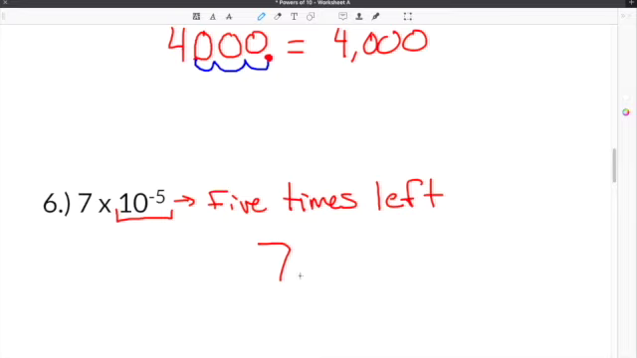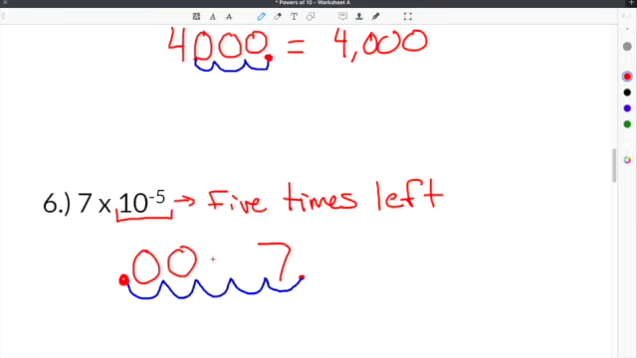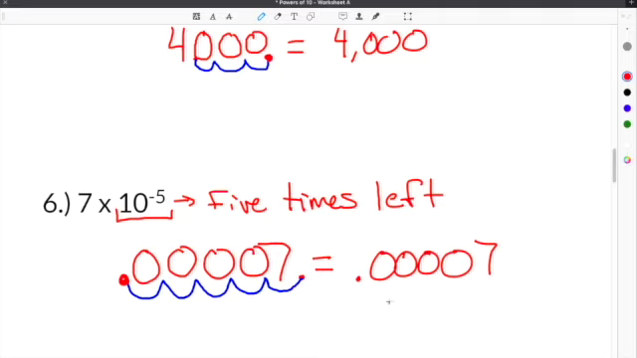So we have our 7. We know the decimal is behind the 7 because it's a whole number. Now we have to move the decimal 5 times to the left. So it will go 1, 2, 3, 4, 5 times to the left. We'll put our new decimal in, and everywhere there's a space, we have to add 0 as a placeholder. So our new answer will be 0.00007. So that's our simplified solution.